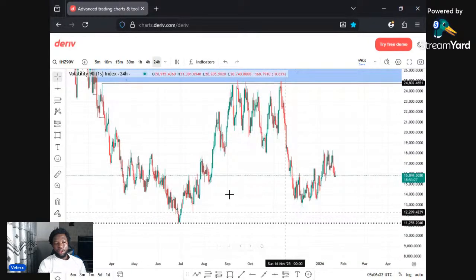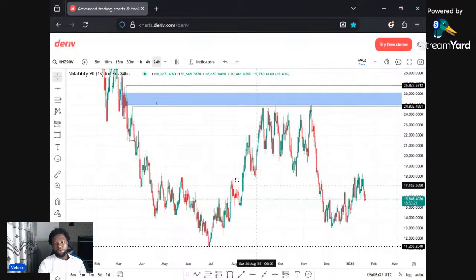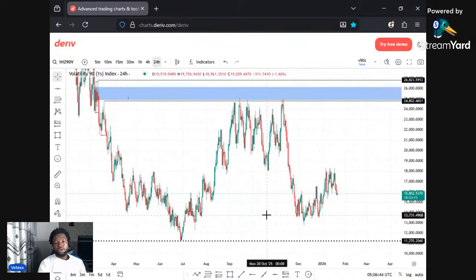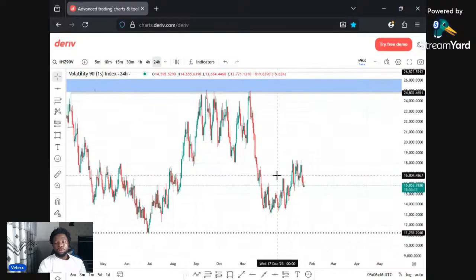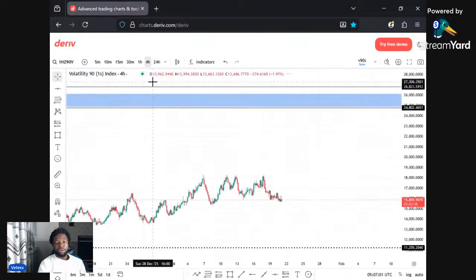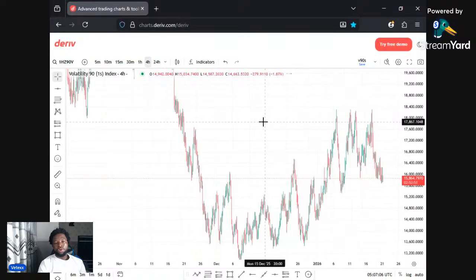Remember, this higher time frame is the direction where price is going to and where it's coming from. So now that we know the direction on the 24-hour time frame, we are not going to be executing on the 24-hour time frame. So we'll go to the lower time frames, the 4 hour, 1 hour, to see if we have a continuation structure on that time frame.